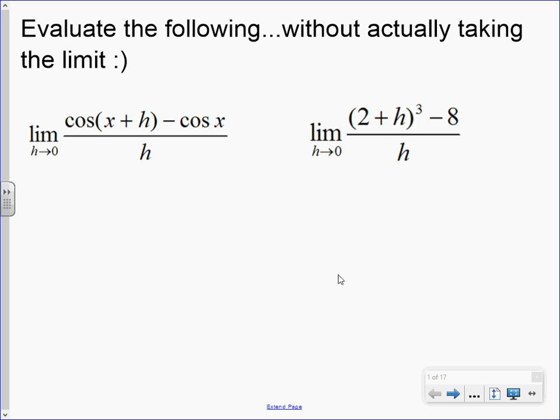So I am going to give you 1 minute and 1 minute only to look at these two and decide what they are. You can talk to your neighbor, but you have 1 minute.